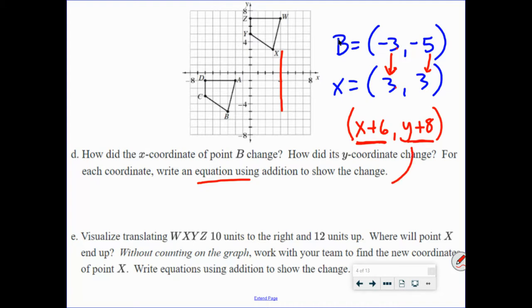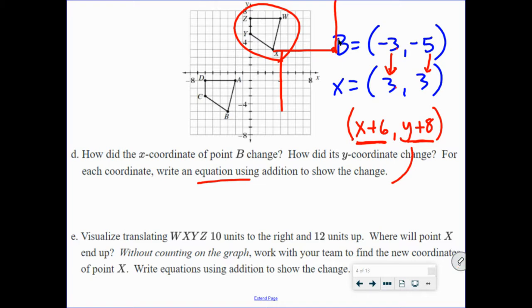Let's go to E. Visualize translating WXYZ, which is this one, 10 units to the right and 12 units up. Now, if you notice here, 10 units to the right, it doesn't fit. It's like over here somewhere. And 12 units up, again, it doesn't fit. Where will point X end up without counting on the graph? So without counting on the graph, find the new coordinates of point X.